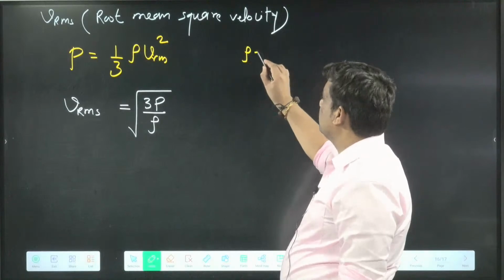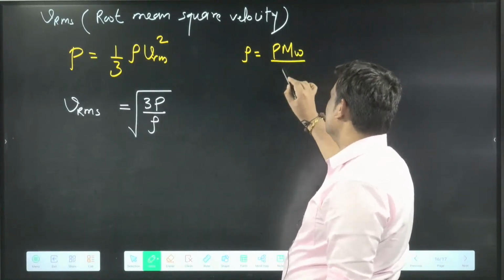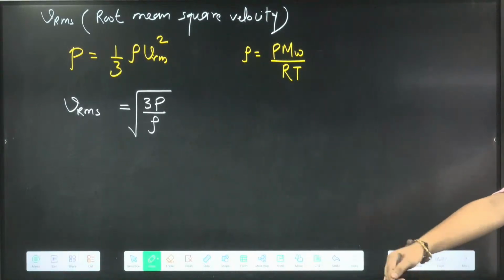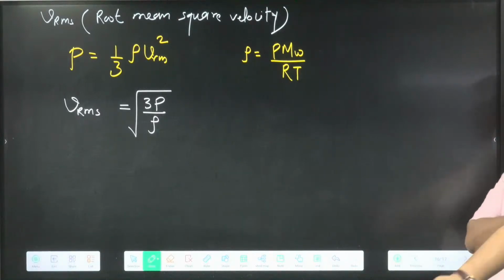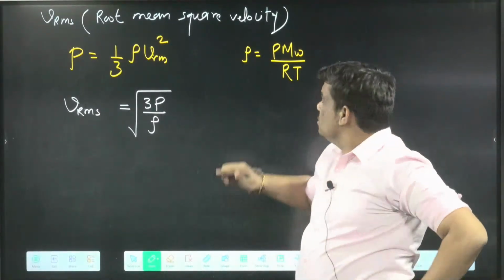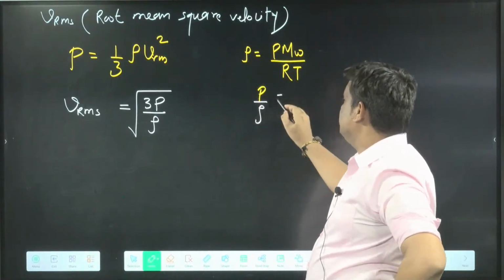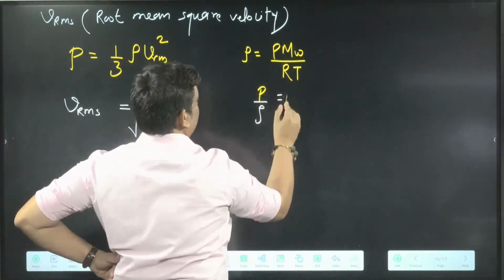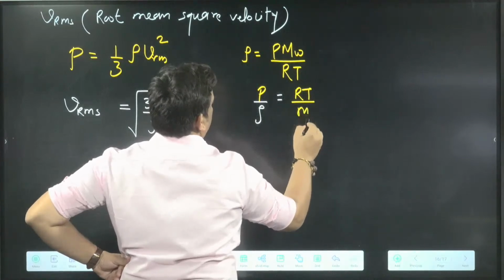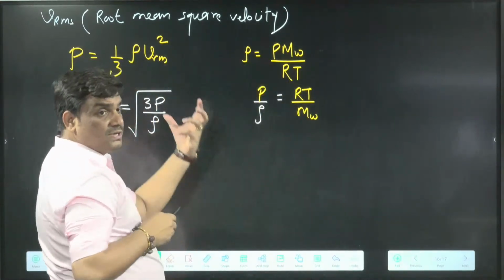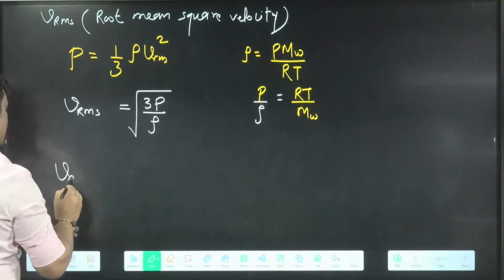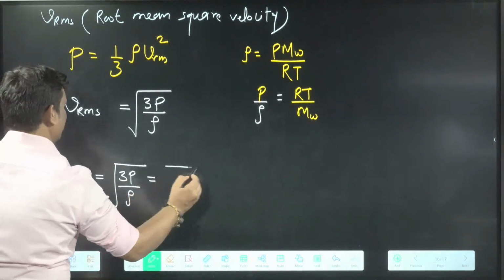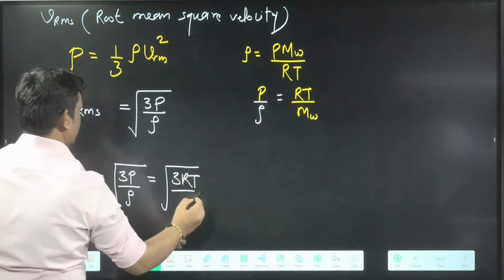If you remember, I told you the formula rho equal to PMW by RT. I said we have to keep this formula in mind. If density equals PMW by RT, then from here I can say P by rho is RT by MW. So in the first formula of VRMS, root of 3P by rho, I can replace P by rho with RT by MW, giving root of 3RT by MW.